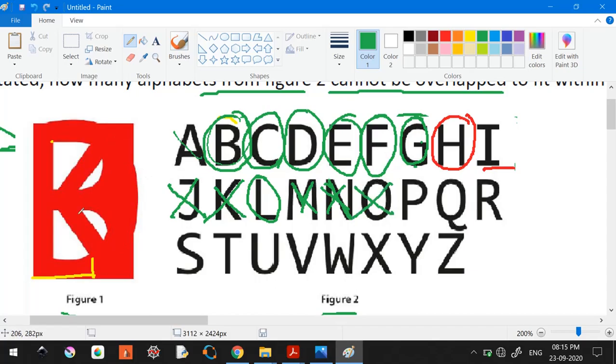P, let us see P. Looks possible to me. Let's see. If I take this as this one, yes, I can actually do this, right? So P is possible. That's what I understood. Q is similar to O, which has bulges on one side. Here we have a bulge, but on this side we don't have a bulge, it's a straight line. So let's disqualify it.